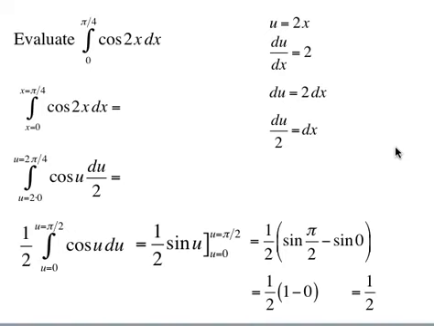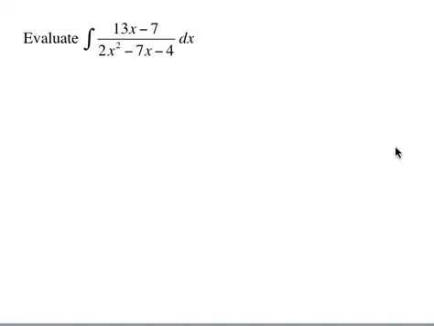Our next question is the integral of 13x minus 7 over 2x squared minus 7x minus 4. This is going to require partial fraction expansion.